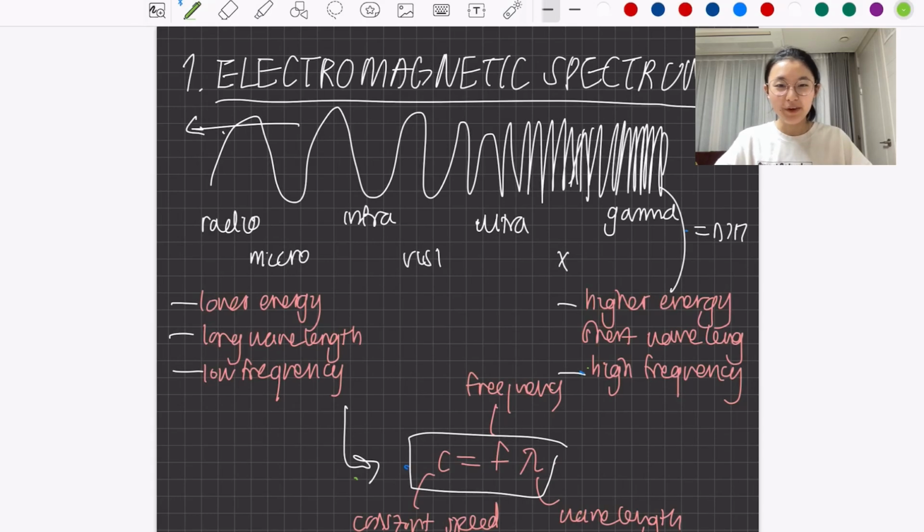Hi everyone, in this video we'll be looking into different types of spectra that are produced as electrons in an atom are excited into their excited state or returned back to their ground state. But before I do so, there's one key concept that we need to examine, and that is the electromagnetic spectrum.